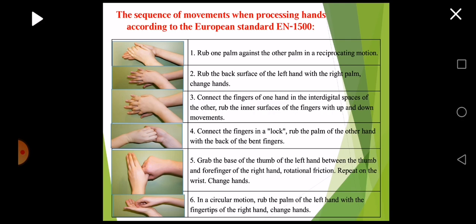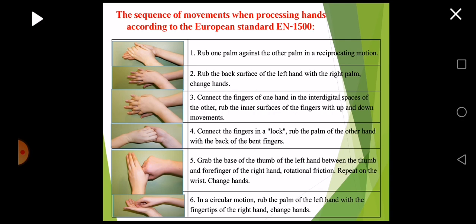Second step: rub the back surface of the left hand with the right palm. Change hands. Third step: connect the fingers of one hand in the interdigital spaces of the other. Rub the inner surfaces of the fingers with up and down movements. Fourth, connect the fingers in a lock. Rub the palm of the other hand with the back of the bent fingers.